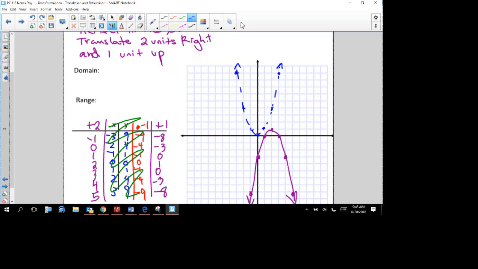All right, so our domain and range. Our domain is all real numbers, so we'll write negative infinity, positive infinity. And then our range, what's the lowest y? Negative infinity. And it goes all the way up to 1. And there's a bracket at 1.